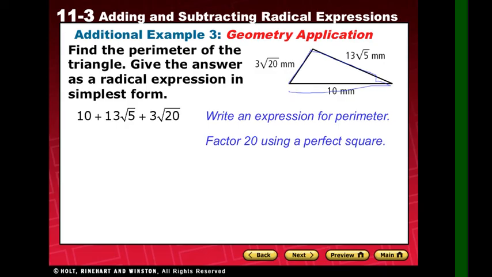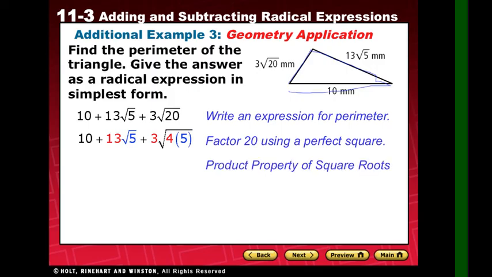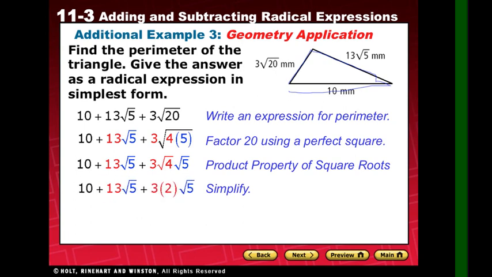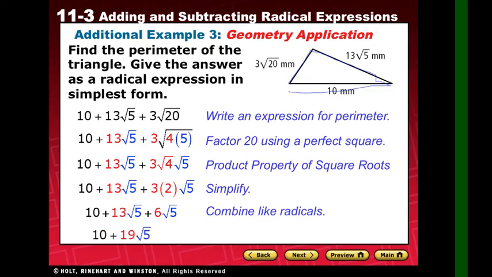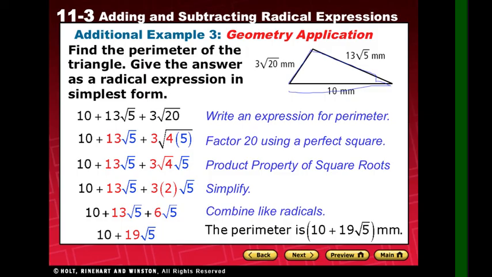That's 4 and 5. So, we have 10 plus 13 square root of 5 plus 3 square root of 4 times 5. So, what is square root of 4? Using the product property of square root, ilalabas natin si square root of 4. And square root of 4 is equal to 2. And 2 times 3 is equal to 6. Tama? So, isi-simplify natin sila, 6, 13, and 10. Pwede na natin combine si 13 tsaka si 6 kasi pareho na sila ng radical expression. So, magiging answer natin is 10 plus 19 square root of 5. So, yun na yung answer natin as the perimeter of the triangle given the oblique triangle. So, meron tayong 10 plus 19 square root of 5 millimeter. Yan yung answer natin for this particular example.